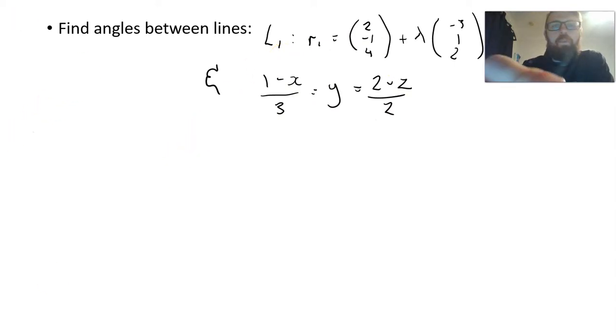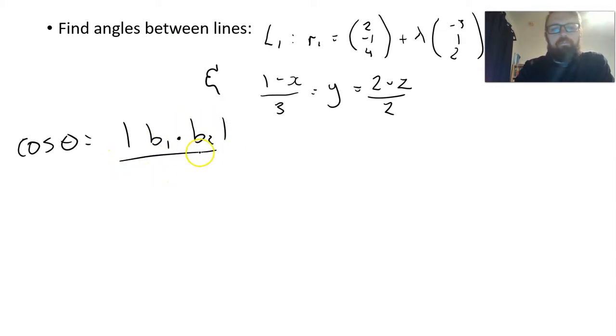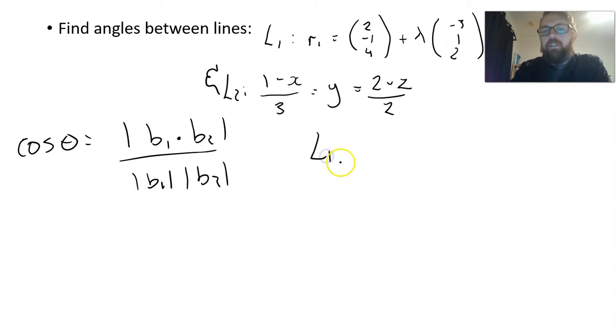What we want to do is we know that the formula is cosine of theta equals b1 dot product with b2 over b1 multiplied by b2. So we need to find b1 and b2, and those are going to be our direction vectors. I'm going to call this line 2 actually. So for line 1, our direction vector is -3, 1, and 2.